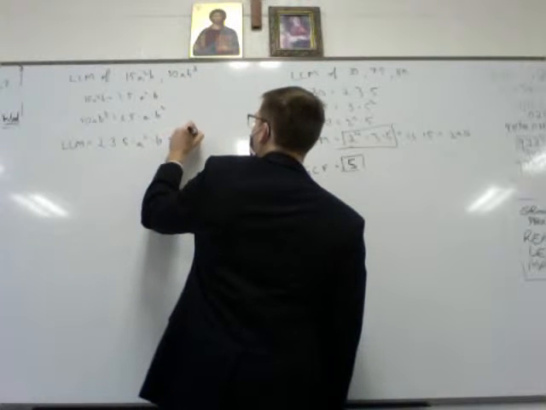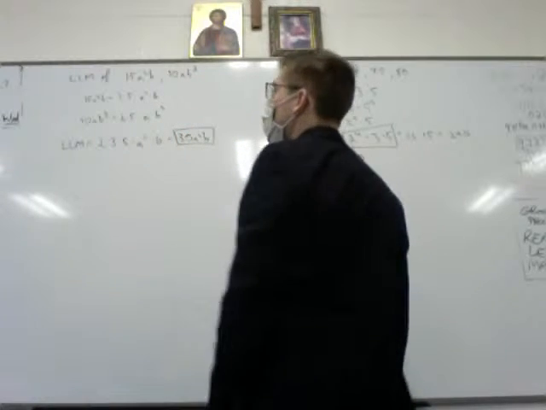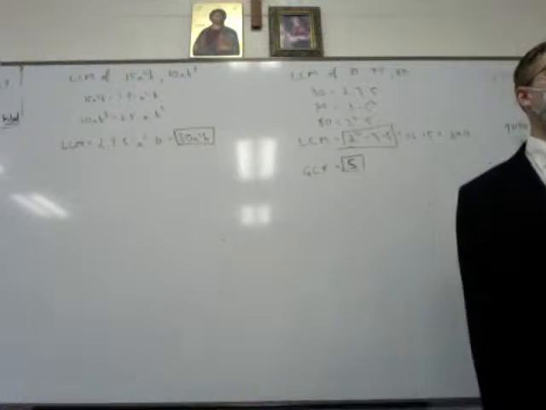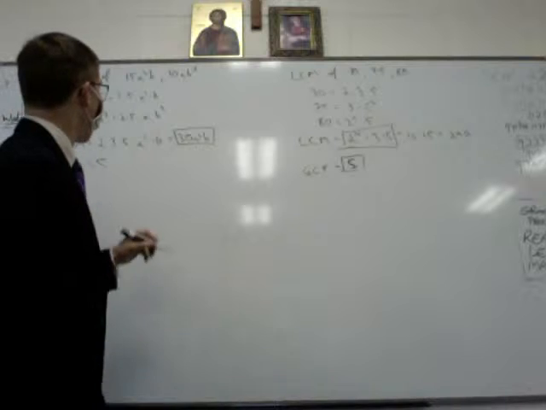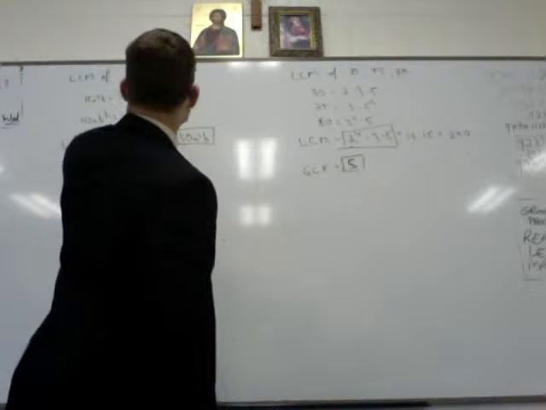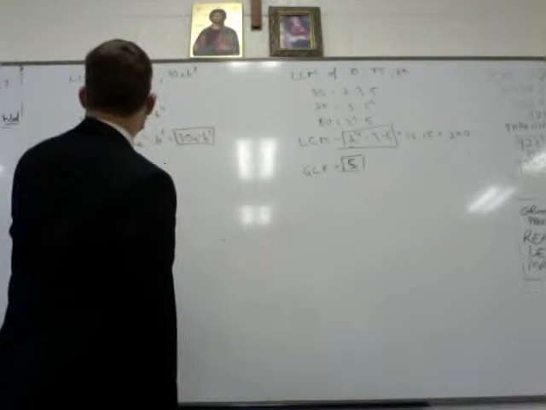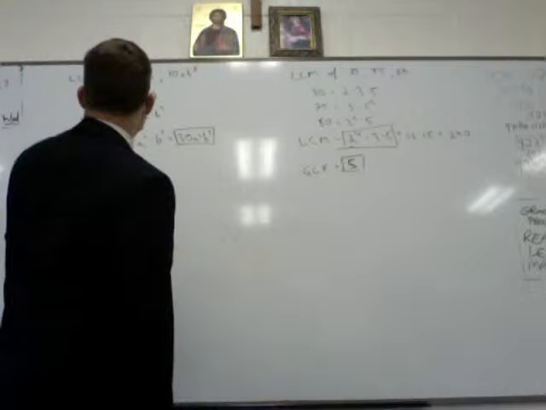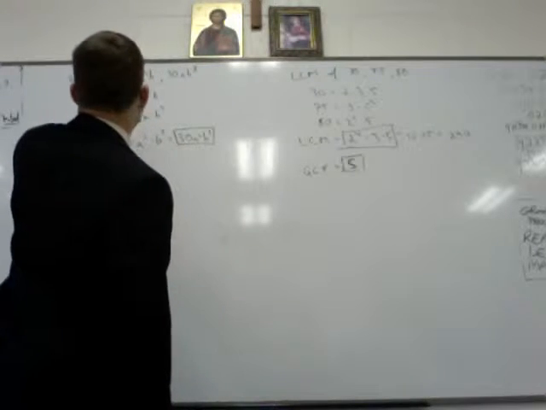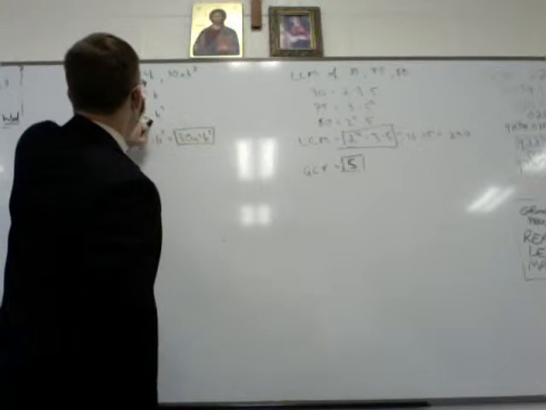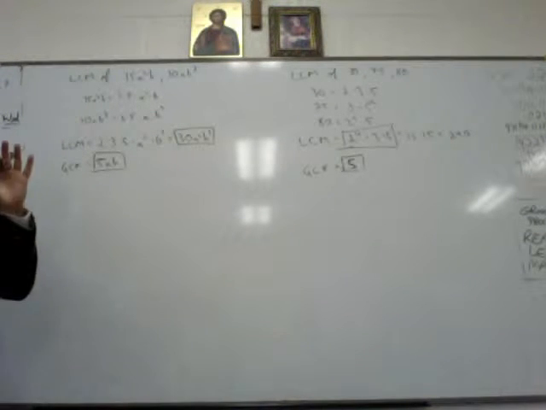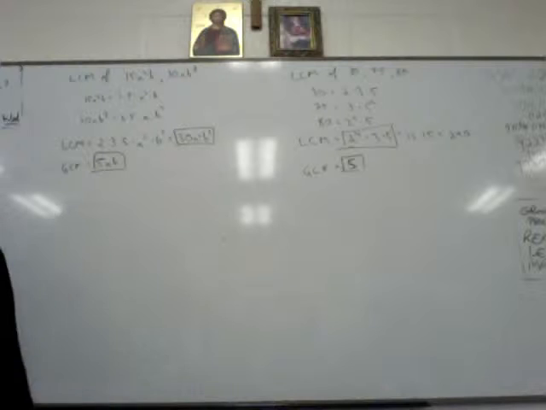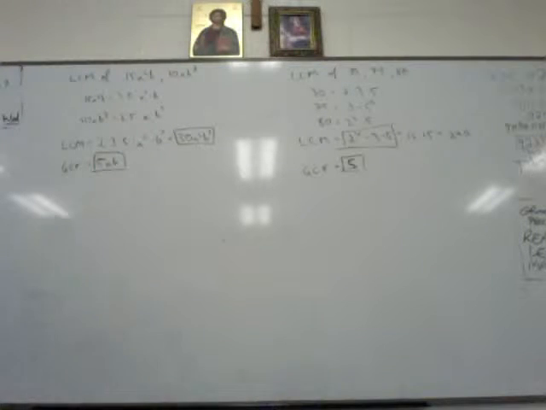That's 30. There's your least common multiple, 30a squared b cubed. You can also find the greatest common factor: 5ab. Because they share 1 copy of 5 in common, they also share 1 copy of a and 1 copy of b. We can use this same process to find the least common multiple and greatest common factor. All right, let's do another one.